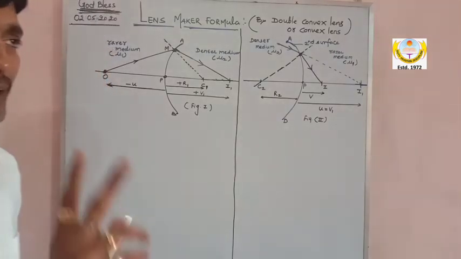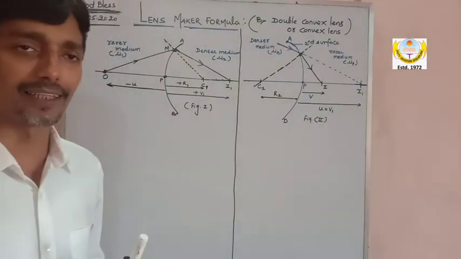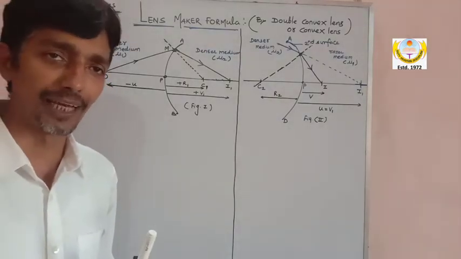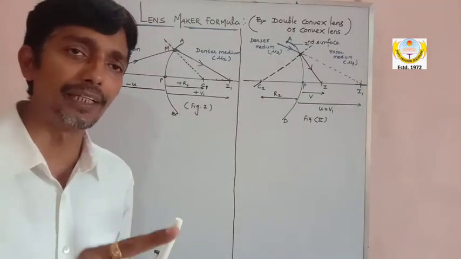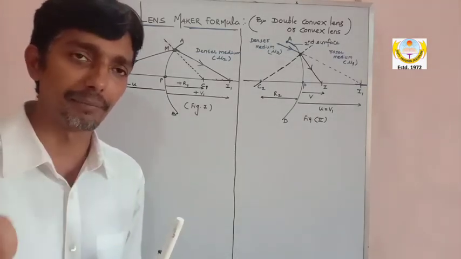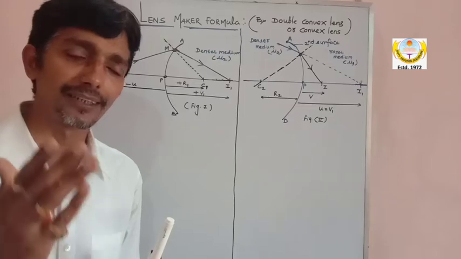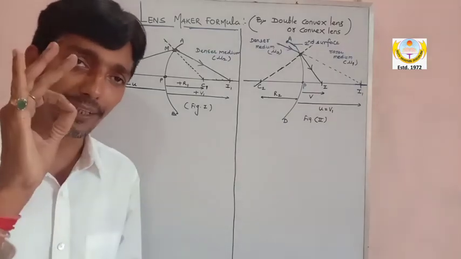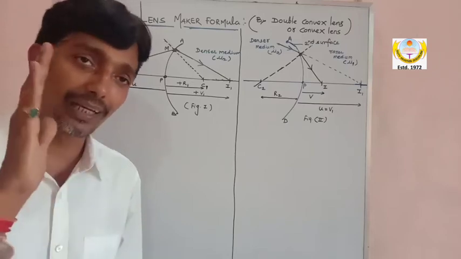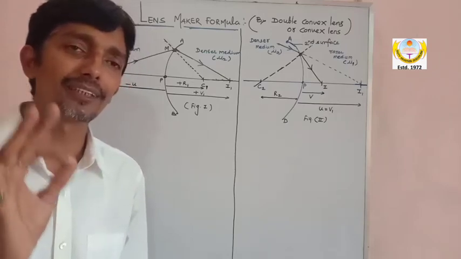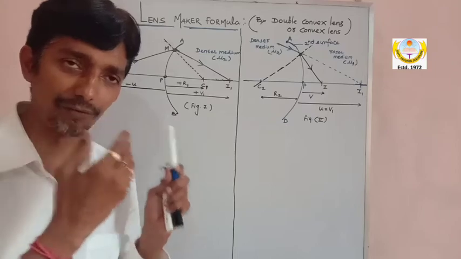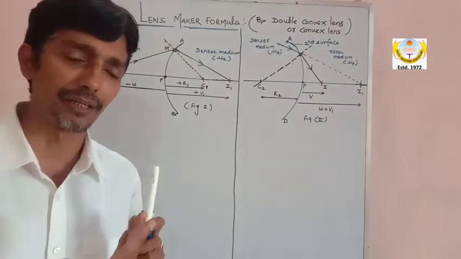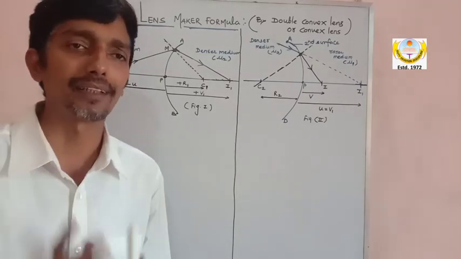Please make a note of this, because another formula is the thin lens formula, which I will do afterward, where we require V, U and F. V is the image distance, U is the object distance, and F is the focal length. But in this formula, you will be determining the focal length of a lens by using the radius of curvature of the given lens and the refractive index.